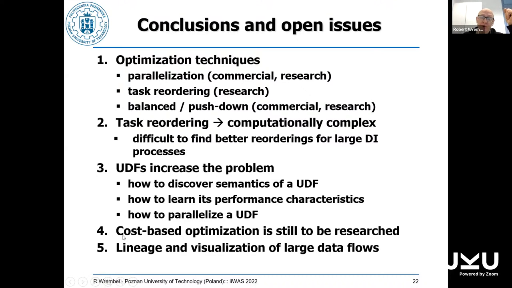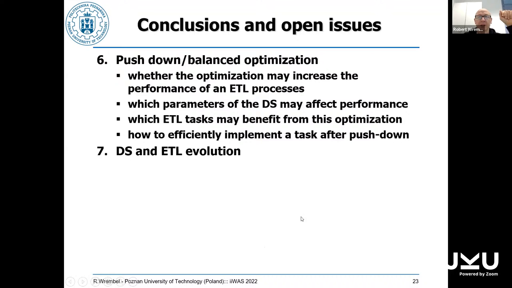And we would like to have cost-based optimization of data integration processes, but this is a totally open issue. And then lineage and visualization, another issue. Push down and balanced optimization, although available, still has some open issues: whether the optimization may increase the performance of an ETL process, which parameters of a data source may affect performance, which ETL tasks may benefit from this optimization, and how to efficiently implement a task after pushing it down into a data source. And of course, the data source and the impact of ETL on it.